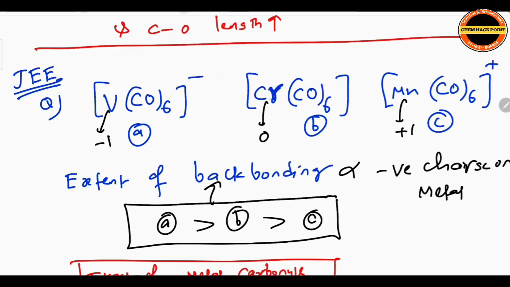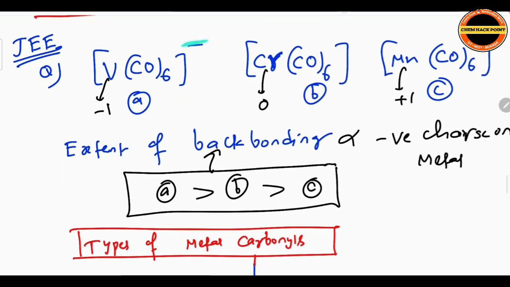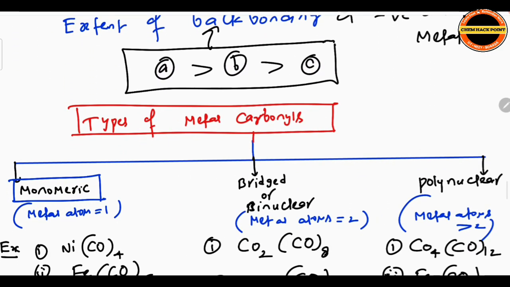V(CO)6 minus, Cr(CO)6, Mn(CO)6 plus. Everywhere the ligand is carbonyl. Here the charge of the metal is -1, 0, +1. As we know, the extent of back bonding is directly proportional to the negative charge on the metal. A has negative charge, B has 0 charge, C has plus. So more negative charge, more back bonding. Hence the extent of back bonding is A greater than B greater than C.